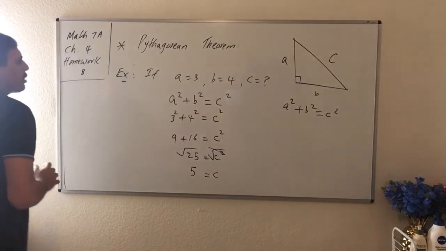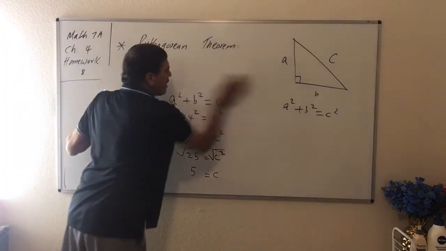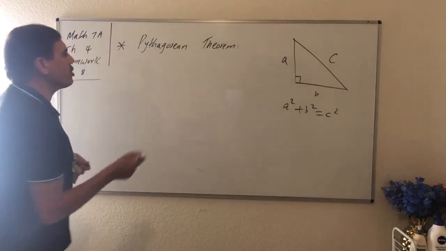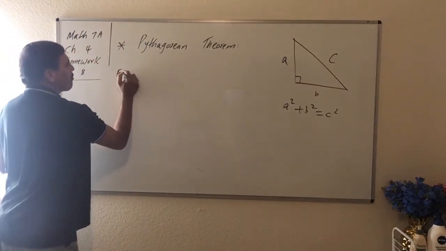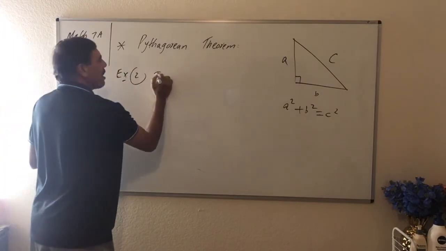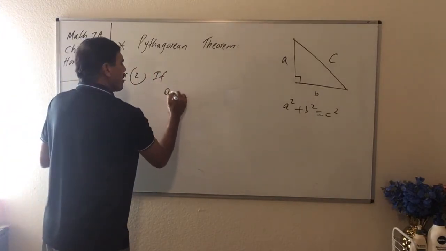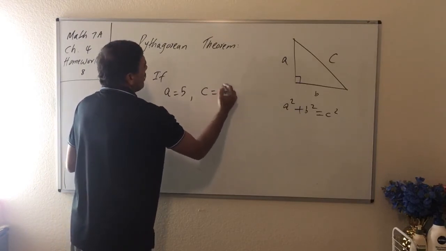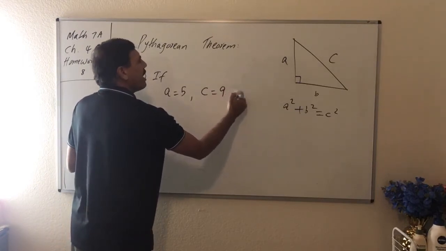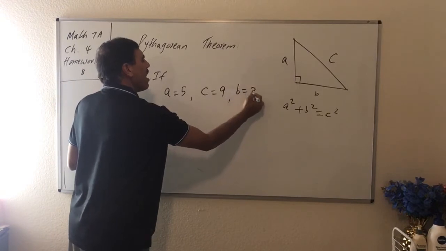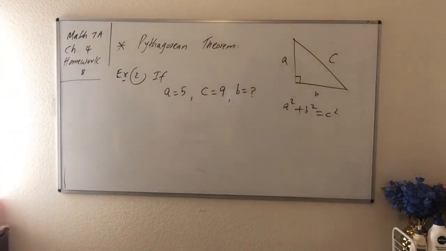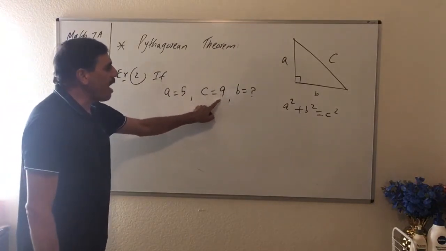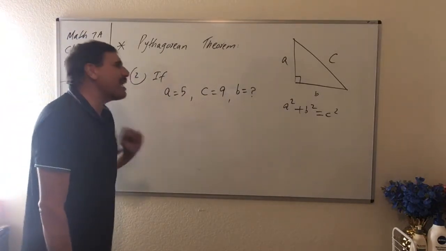Let me show you one more example of how exactly we find one of the legs, A or B, when C is given. Here is the second example. If A is 5 and C is 9, find the value of B. In this case C is given. We already know C is 9, so B is going to be less than 9.